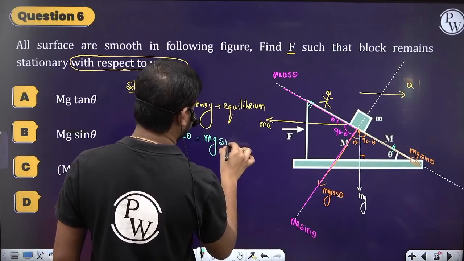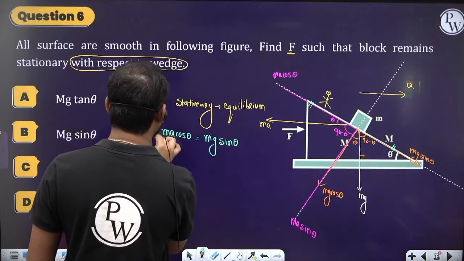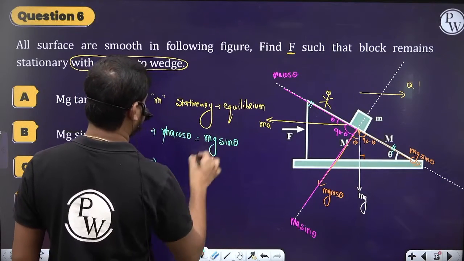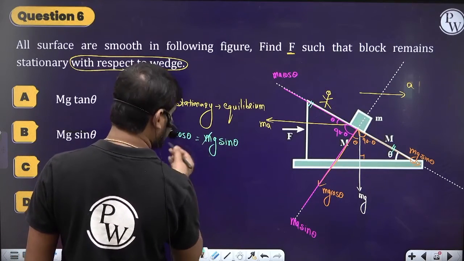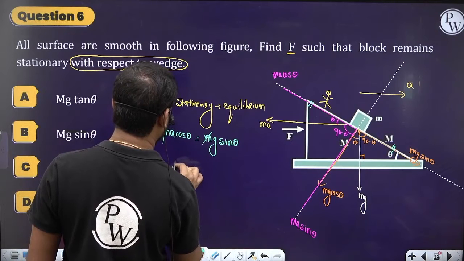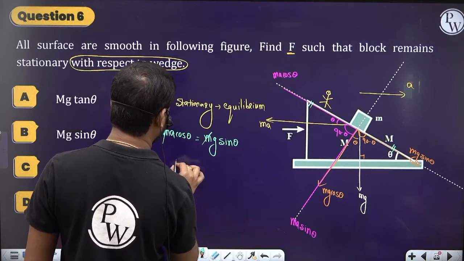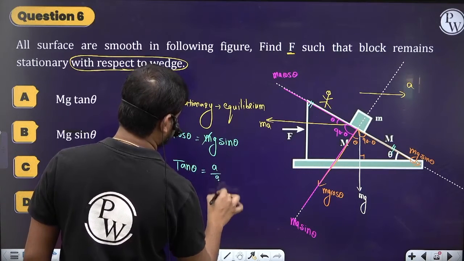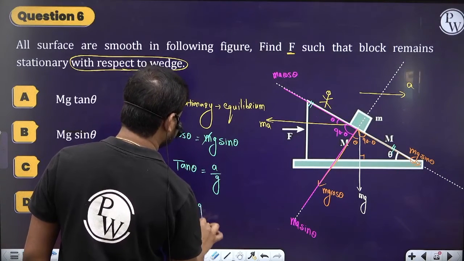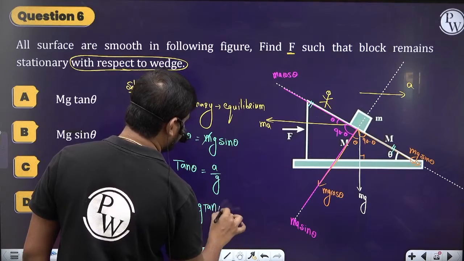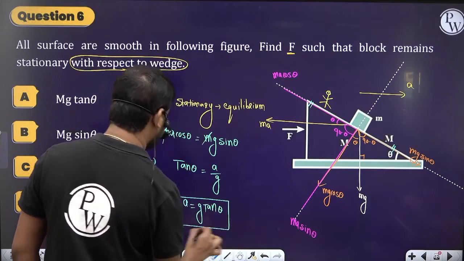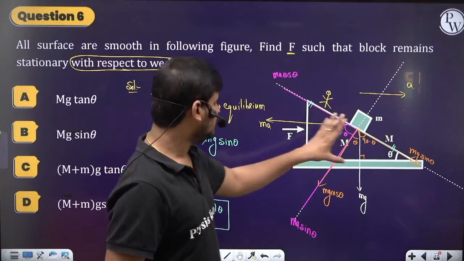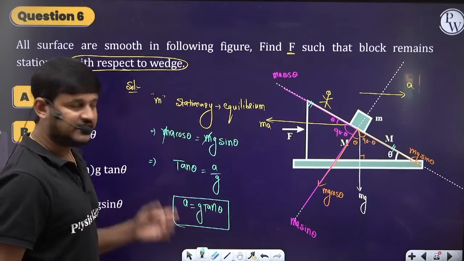So I can write ma cos theta equals mg sin theta. The m cancels, so I can write sin theta by cos theta, so tan theta equals a by g, or we can simply say acceleration a equals g tan theta. This we already know, right? For the inclined plane also, if it is moving with some acceleration a, that acceleration is going to be g tan theta.